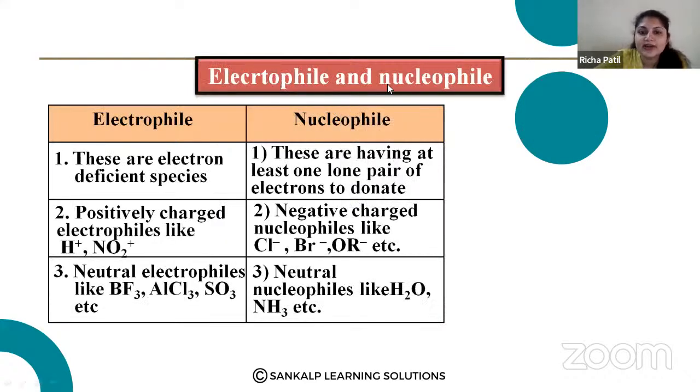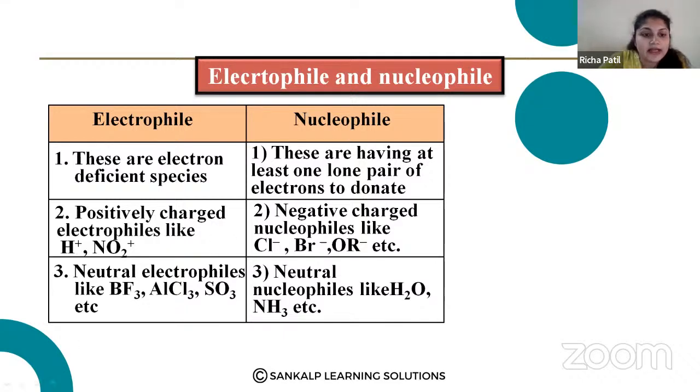Next, we'll see what are electrophiles and nucleophiles. What do you mean by electrophile? Electrophiles are electron deficient species, and nucleophiles have at least one lone pair of electrons to donate. Nucleophiles are electron rich species. They have at least one pair of electrons to donate.